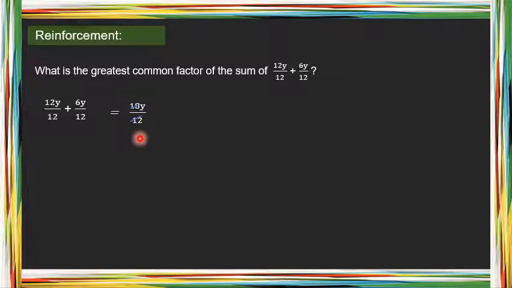The GCF is 6. So 18 divided by 6 is 3. 12 divided by 6 is 2. So the answer for this one is 3y over 2. But the question is the greatest common factor. Asking what? So it means the greatest common factor is 6. Where do we get that 6? Here. 18 divided by 6 is 3 and 12 divided by 6 is 2. So that is the greatest common factor.